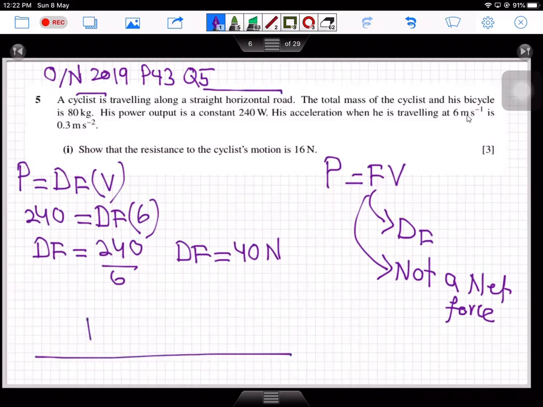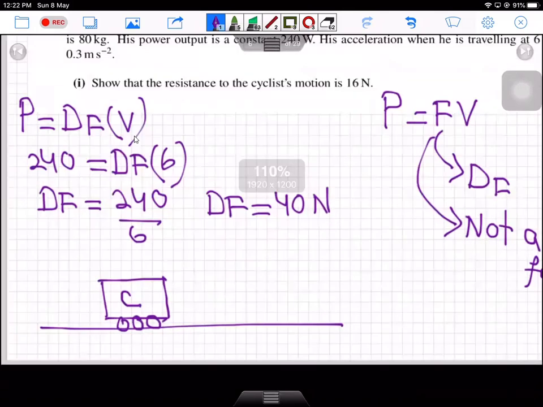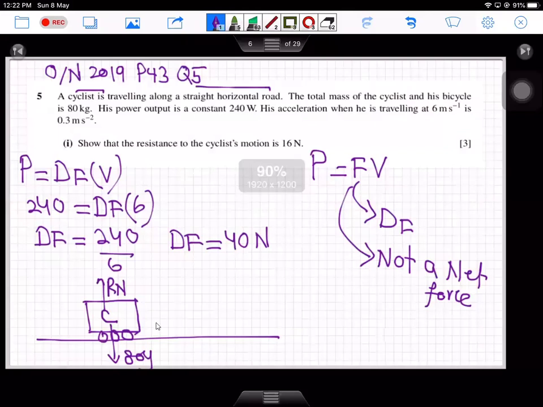The cyclist is traveling along a straight horizontal road. So let's consider that cyclist and the bicycle as one complete particle, one single particle C. The total mass of the cyclist and his bicycle is 80 kg. So weight is acting vertically downwards, 80 g, and this is a normal reaction force Rn. And this is the driving force which we have found, which is 40 Newton. We need to show that the resistance, which I'm saying Rs, is 16 Newton.